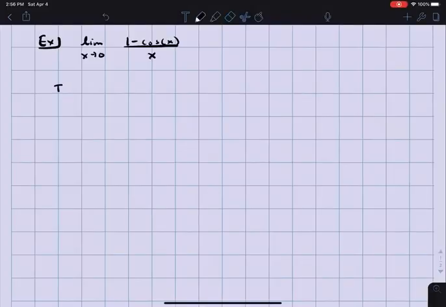Okay, so the very first thing you should always do before using L'Hopital's rule is to verify that your function is in the indeterminate form that you need. In this case, notice that if I plug in 0 into the numerator, I get 1 minus 1, which is 0. If I plug in 0 in the denominator, I also get 0. That means this is in the indeterminate form 0 over 0, and L'Hopital's can be used.